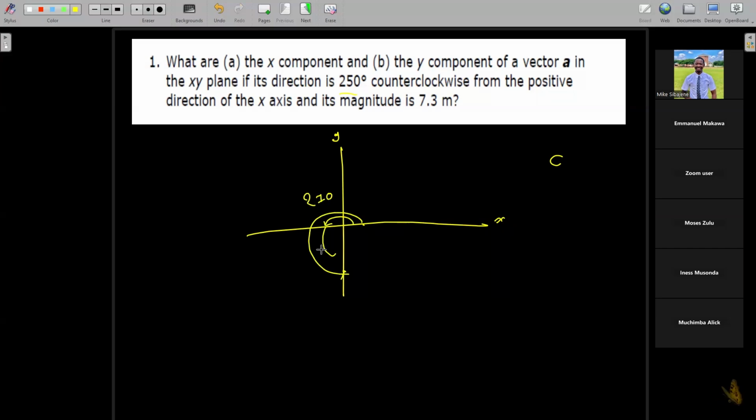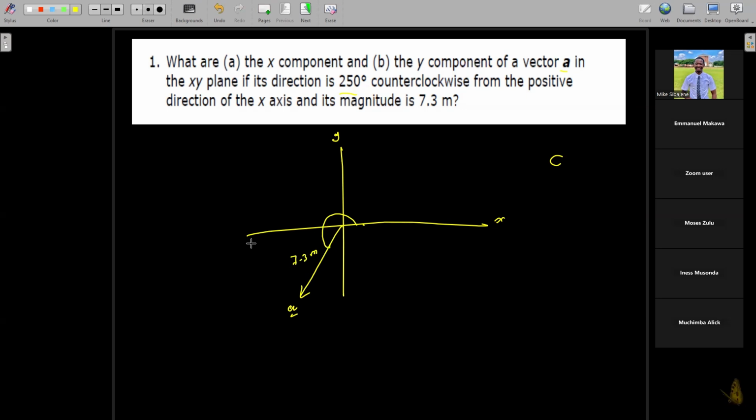If we make an assumption, my angle lies somewhere in this quadrant. So I can assume that it's from that point to that point. That is my magnitude A, that is my vector A. Are we together? That vector A is 7.3 meters. So we want to find the x and the y component.